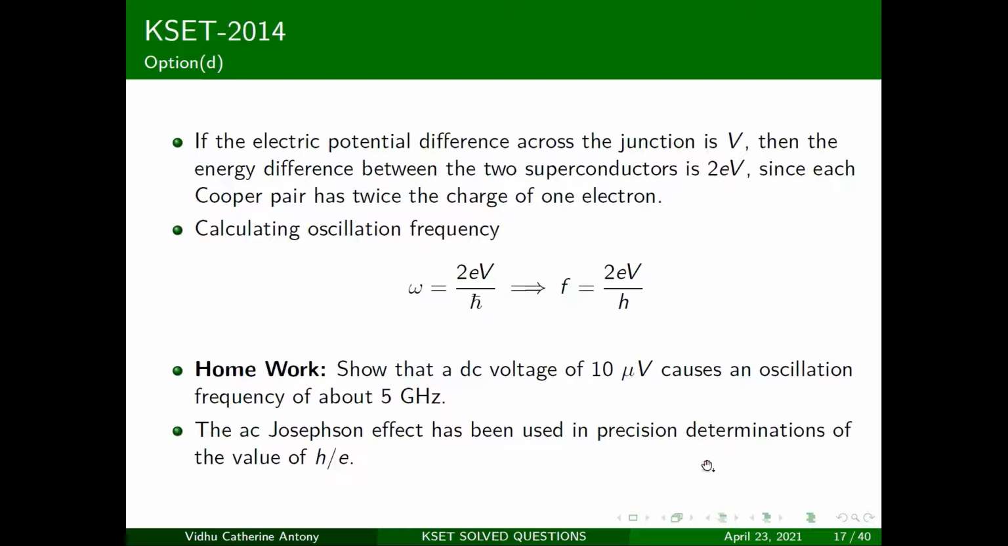The other point I'll have to show you is that there is a lot of research being done on this. Basically, if you look at h and e, they are fundamental constants, right?